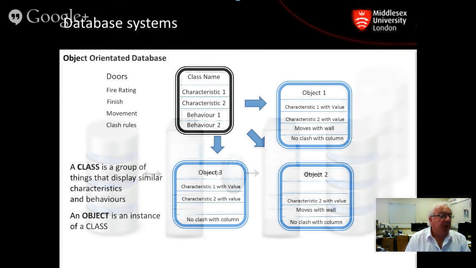Object 2 only has characteristic 2. It's not a fire door, we just know its finish. It moves with the wall and has no clash with a column.